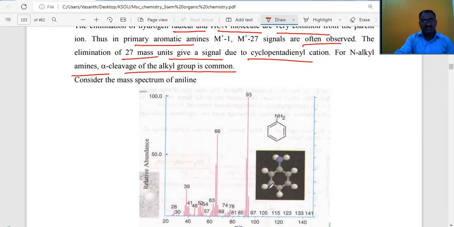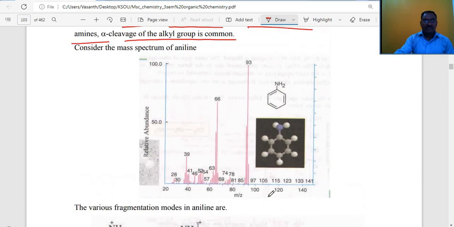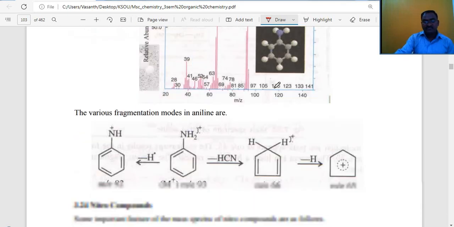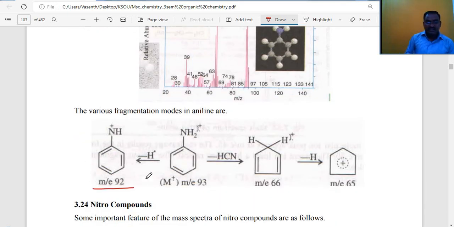This is the structure of the aniline molecule. The different fragmentation modes of aniline are mentioned here. Initially 93, removal of H gives 92; then loss of HCN gives m/e 66, and finally m/e 65.